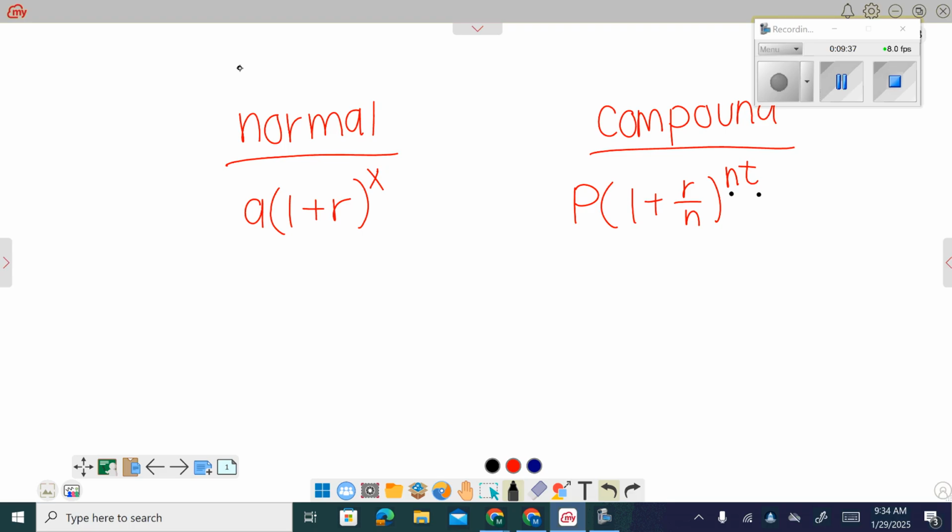What is A right here? A is always your what? Start. 1 plus, what's this r? Rate. And what goes where that x is? The amount of time. Okay? If it doesn't use compound, normal formula. If it says compound, you need to use the compound formula.